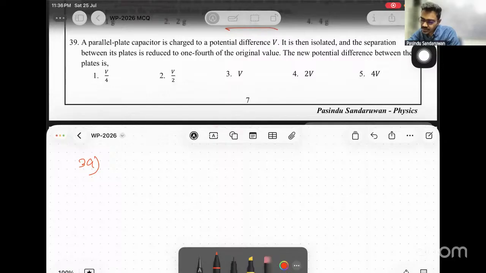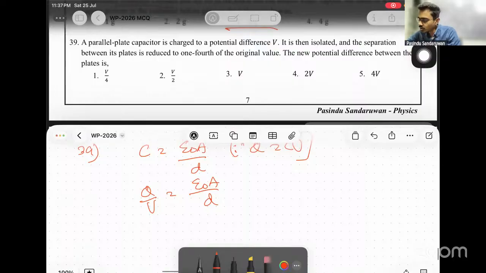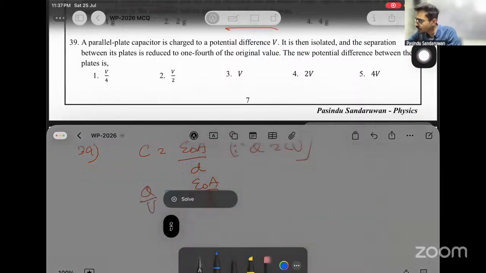Question 39. A parallel plate capacitor is charged to a potential difference V. It's then isolated and the separation between its plates is reduced to 1/4 of the original value. The new potential difference between the plates is. Okay, so we know for a capacitor, C equals epsilon naught A over D, and we know Q equals CV. Then for C, you can write Q over V is epsilon naught A over D. Now, remove the constants for these two scenarios.